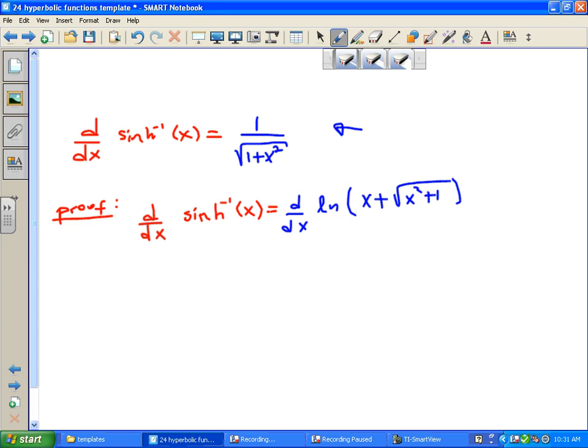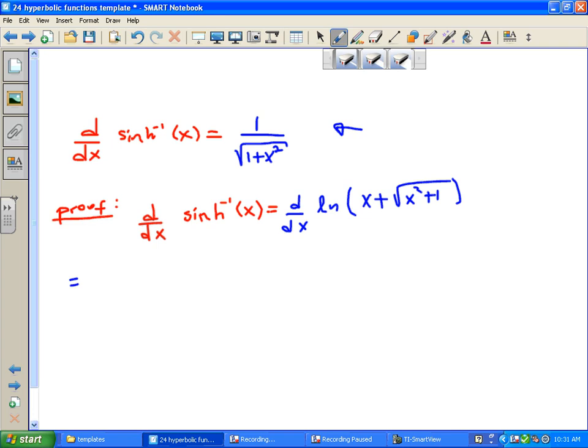Think of this as natural log of u. What is the derivative of natural log of u? Now, this little part by itself is a good review question for the final. We're reviewing the natural log of u, where u is a function of x. How do we find the derivative of something like that?